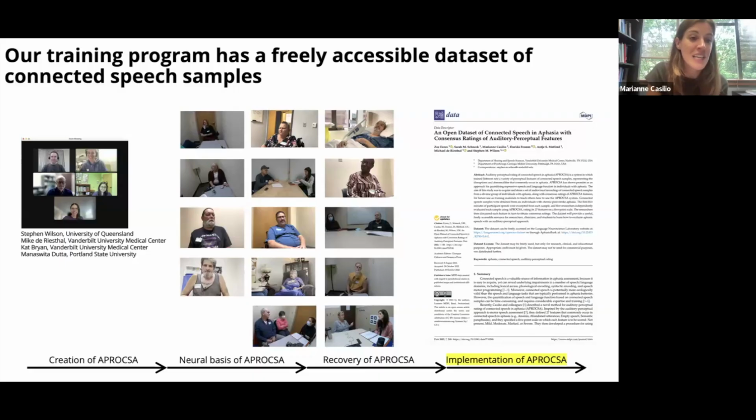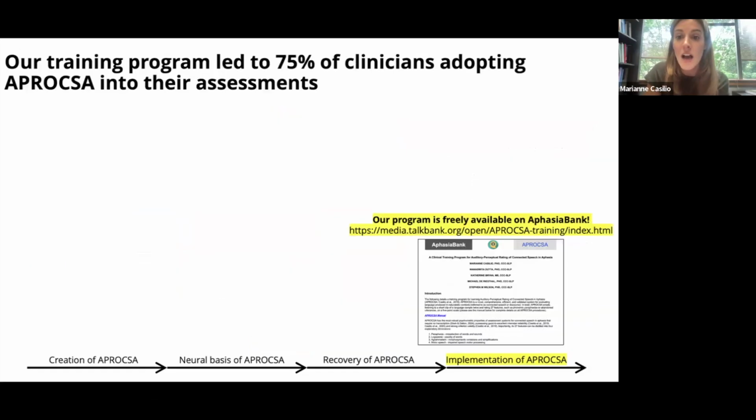And so this work could not have been done without the work of Manaswita Dutta, as I mentioned, but also Stephen Wilson and Mike DeRiesel and Kat Bryan, a PhD student at Vanderbilt. And so this data is available on Aphasia Bank, or actually very, very soon to be available on Aphasia Bank. The 6 people from Zoe's paper is already there. And I just am so thrilled to share that the training program is also there.